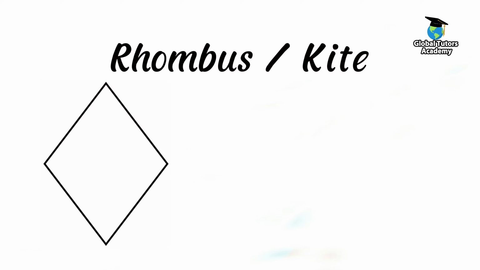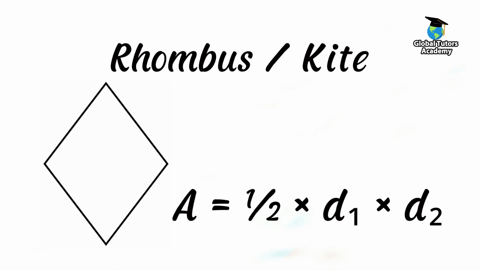A rhombus or a kite uses diagonals to find area. Multiply the diagonals, divide by 2, and done.